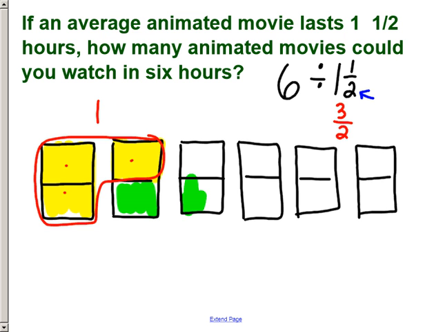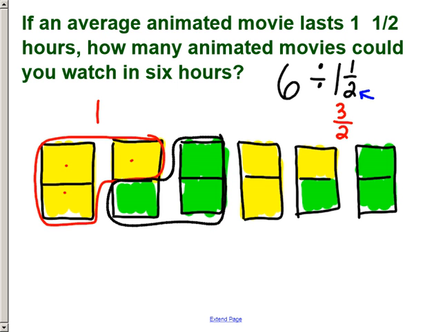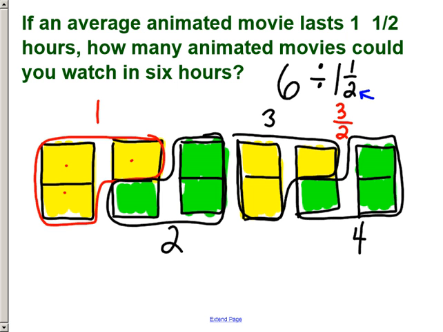So 1, 2, 3 halves. It's going to represent a second movie. 1, 2, 3 halves, and 1, 2, 3 halves. So when I go back and circle that all in, I've got another group of 3 halves here, or 1.5, so that makes my second movie. Here's my third movie. And I was able to round out the day with 4 movies, or 4 groups of 1.5 hours are in 6 hours. So I was able to watch 4 movies.